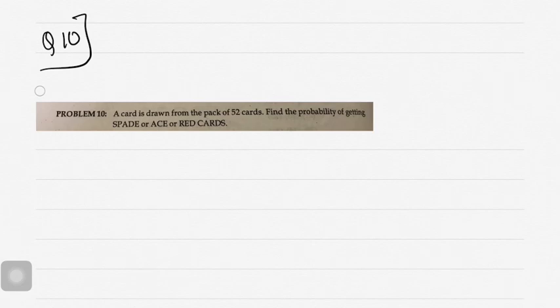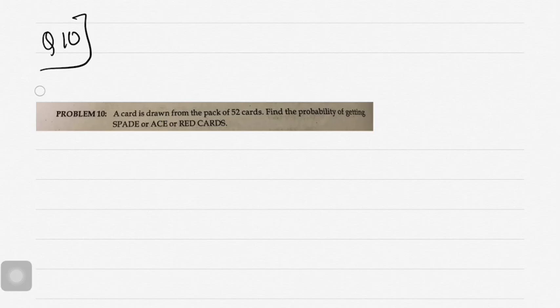This is question number 10. A card is drawn from the pack of 52 cards. Find the probability of getting spade or ace or red cards. Okay, so you have to find the probability of getting spade or ace or red cards.